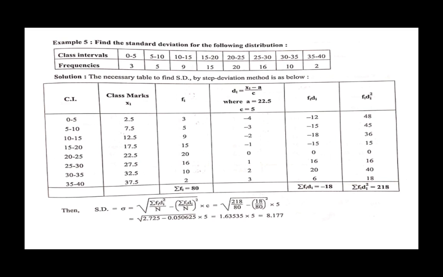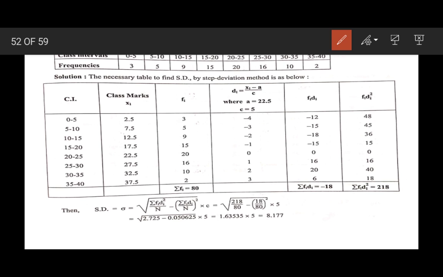Now see one more example. Find the standard deviation for the following distribution. Here class interval and frequencies are given, right? So by using the step deviation method, again we are going to use the step deviation method. So what we are going to do? Class interval is given, so first step is we will find the class mark, means middle value.